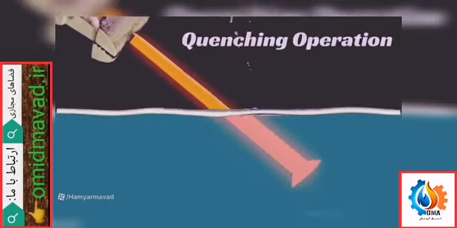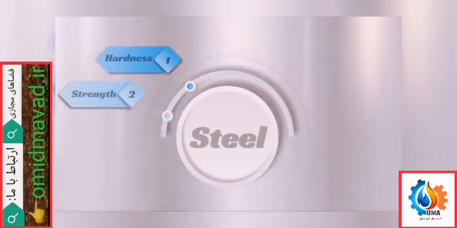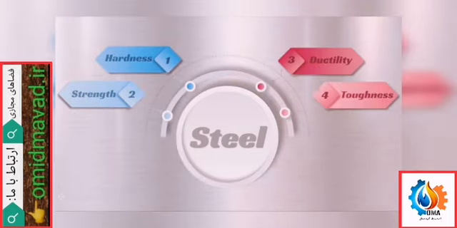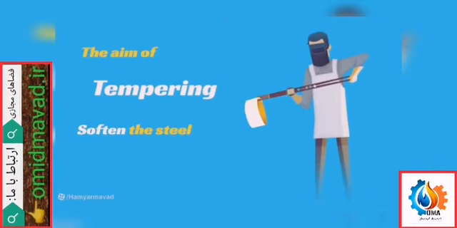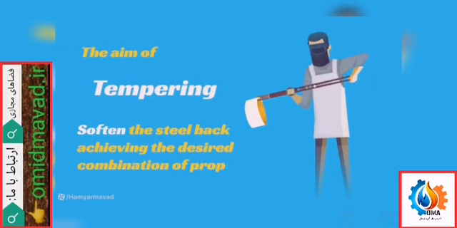The quenching operation will increase the hardness and strength of the steel, but will drastically decrease the ductility and toughness. The aim of tempering is to soften the steel back, achieving the desired combination of properties.